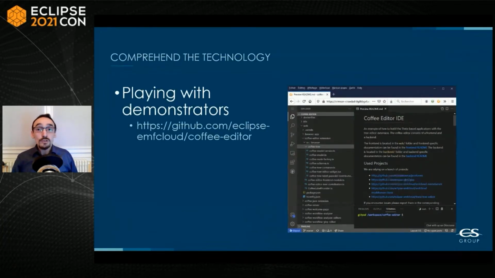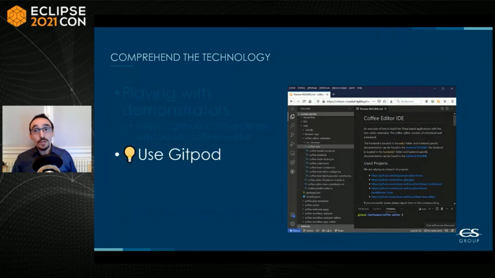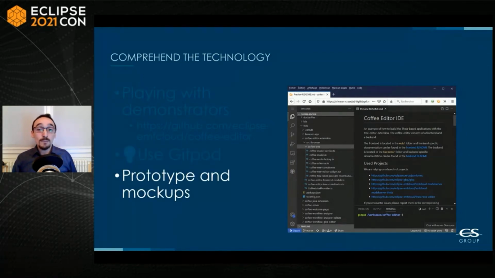After reading the doc, you can start exploring some code and play with demonstrators. The Coffee editor is a very good starting point with lots of EMFcloud features. Then that's my first tip. You can use Gitpod to quickly explore repositories, compile, and execute them. You don't have to install anything on your computer. You just open the GitHub repo in Gitpod, and voila, you have it in a Theia environment. This will help you make prototypes or mockups by modifying the Coffee editor, for example.